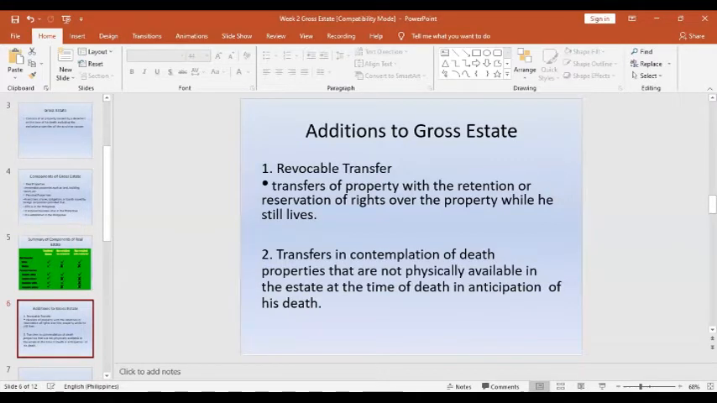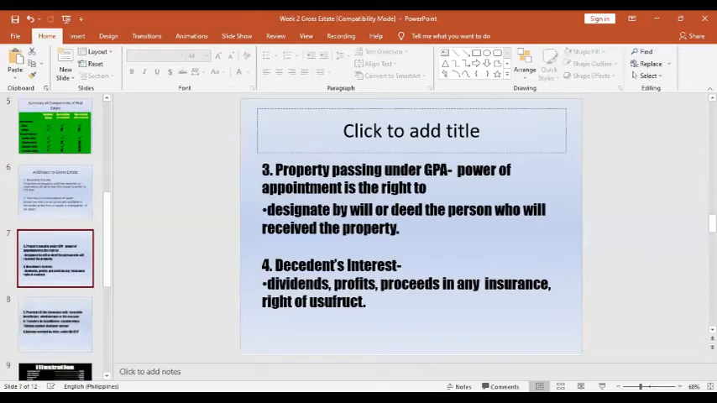And transfers in contemplation of death. These are properties that are not physically available in the estate, but at the time of death, in anticipation of his death or the death of the decedent. Another is the property passing under the GPA or the power of appointment. Okay, the right to designate by will the person who will receive the property. It talks about the testamentary addition to the gross estate.